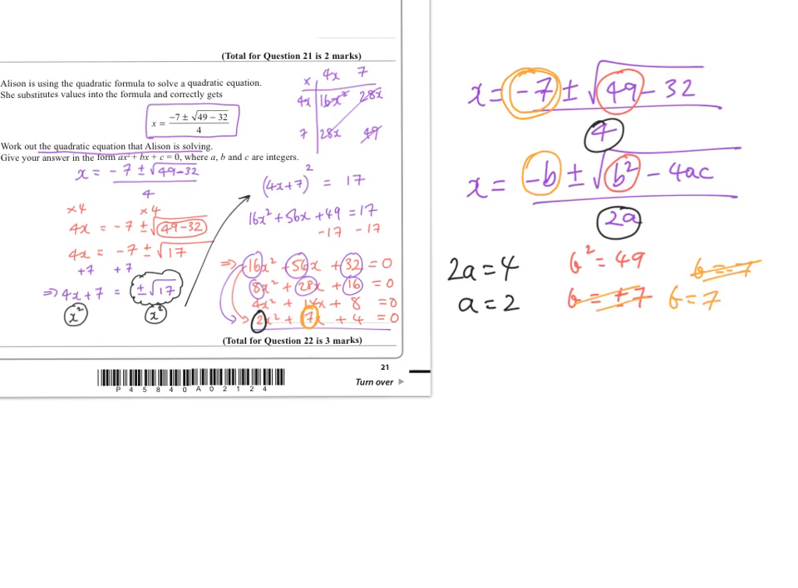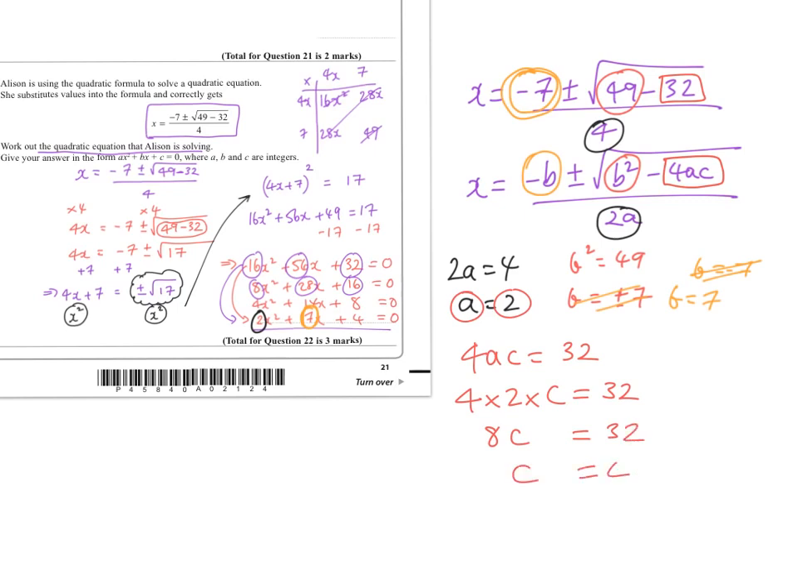So what do we need to find last of all? Well, we just need to find the value of c. And if we look carefully at this part here, we see that 4ac must be 32. We already know what a is. a is 2. So we've got 4 times 2 times c is 32. So 8c must be 32. So c must be 4, which is 8 times smaller than 32. And that's what we got here.